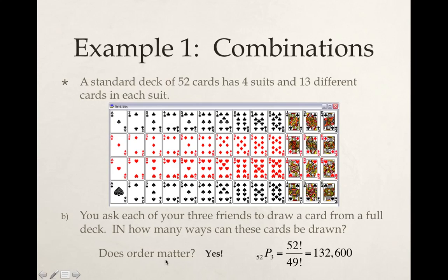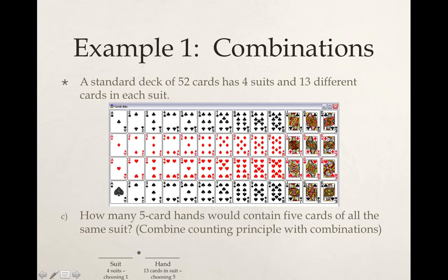Okay, so this is the big difference. This is what tells you whether you should be using a combination or a permutation. Does the order make a difference? If your answer is no, then you use a combination to figure things out. If your answer is yes, then you need to use a permutation.